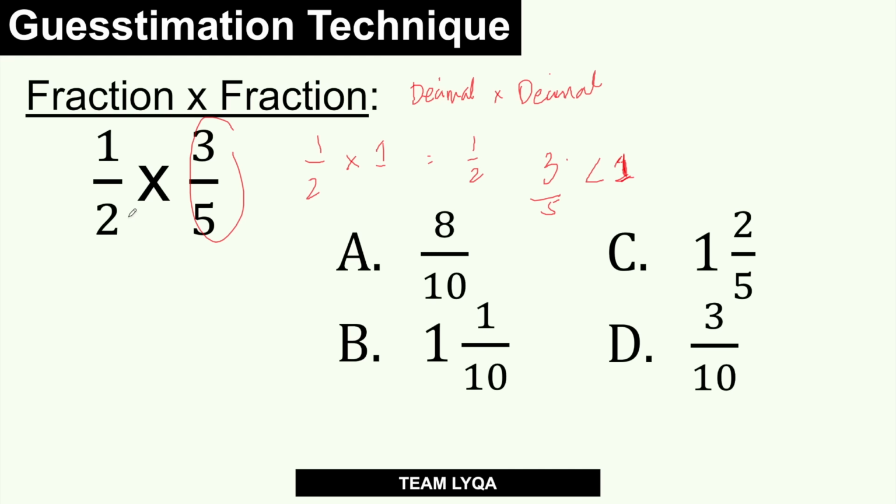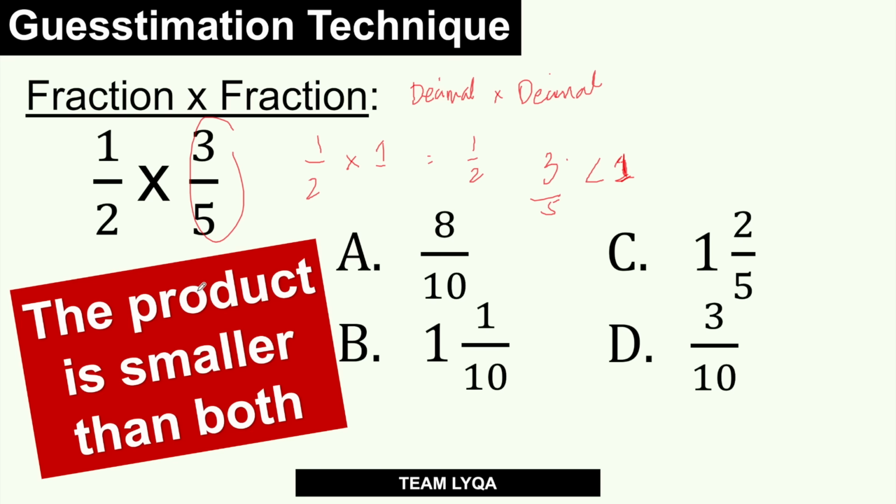So, ang sagot mo has to be the product, yung product na to is smaller than both numbers. Kasi ang hinahanap mo ay kalahati lang ng 3 over 5, so obviously mas maliit sa kanya. And 3 over 5 lang ng 1/2. So, kung magsisimula ka sa 1/2 at sa 3 over 5, mas maliit pa dun sa dalawang yon.